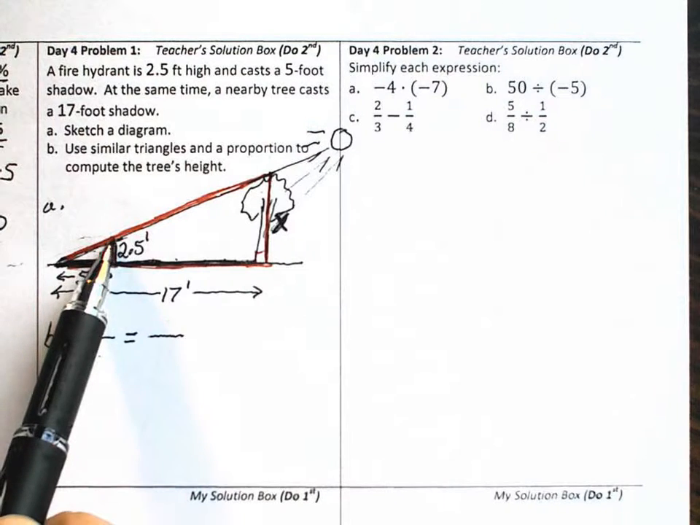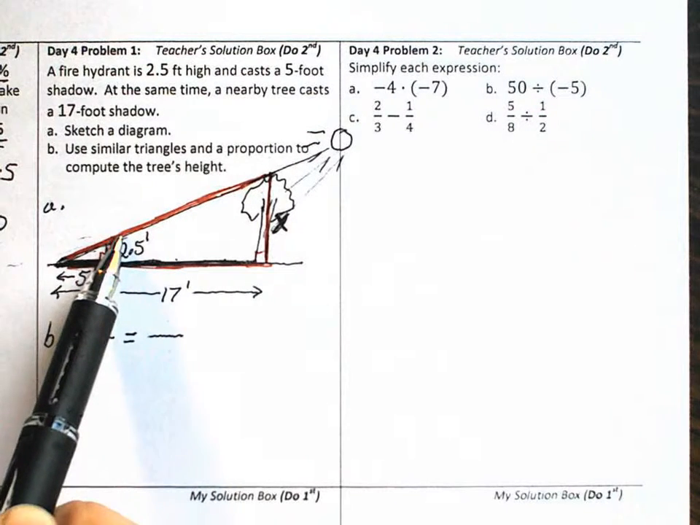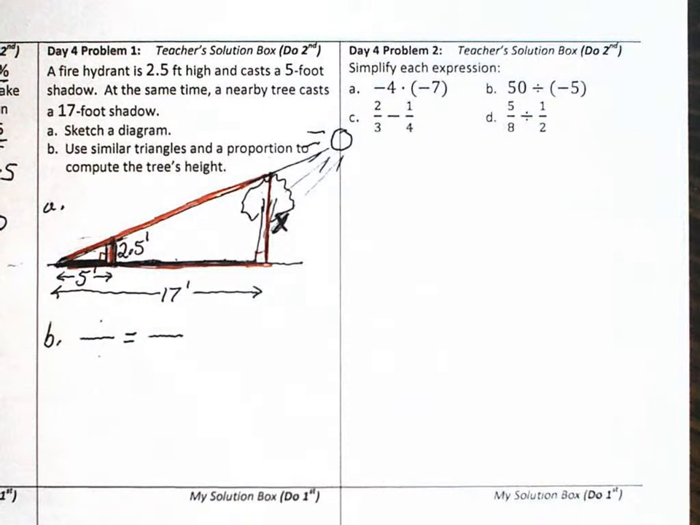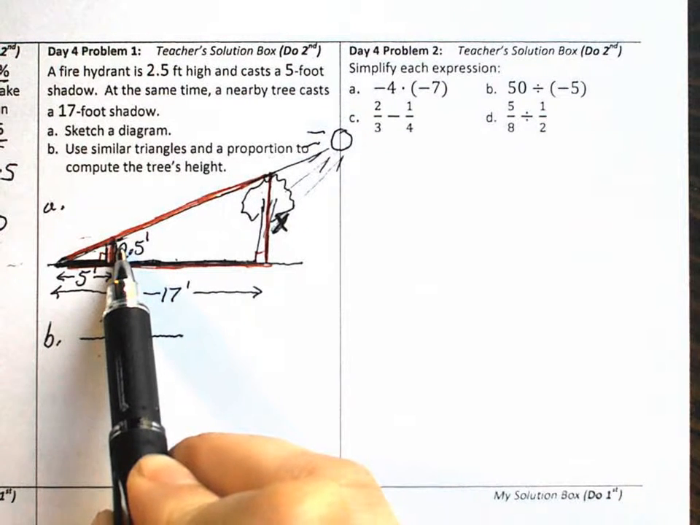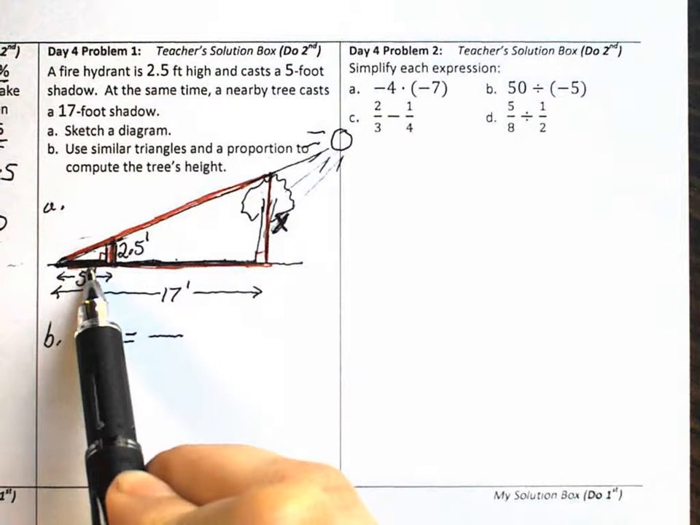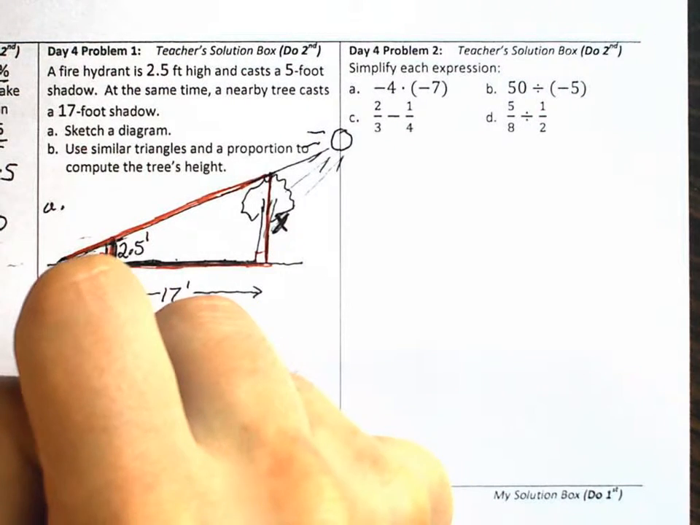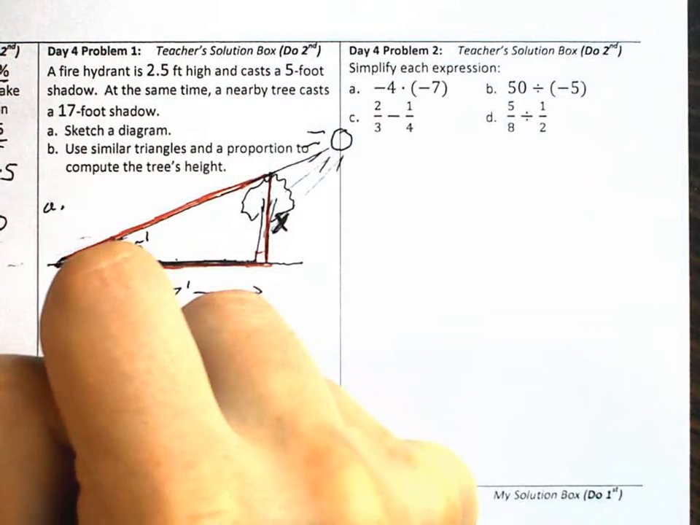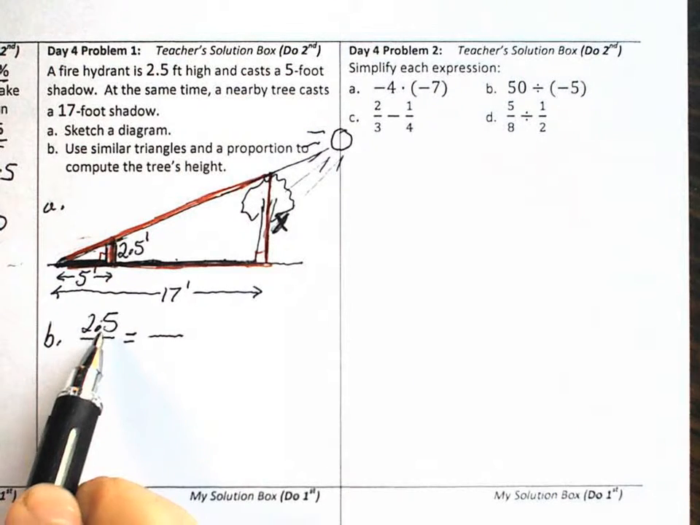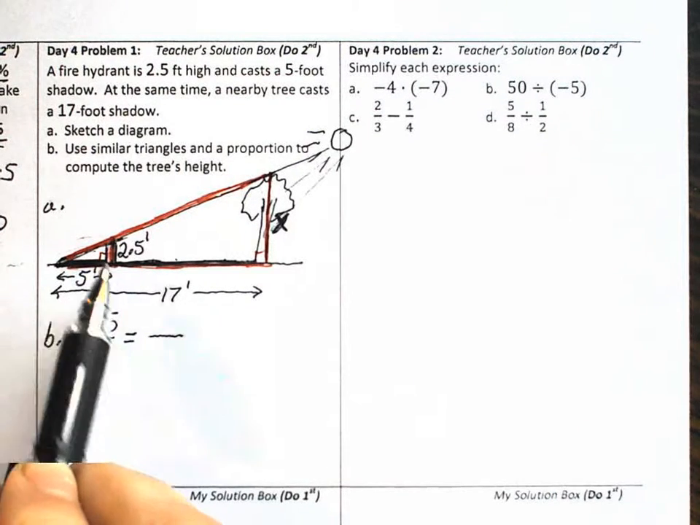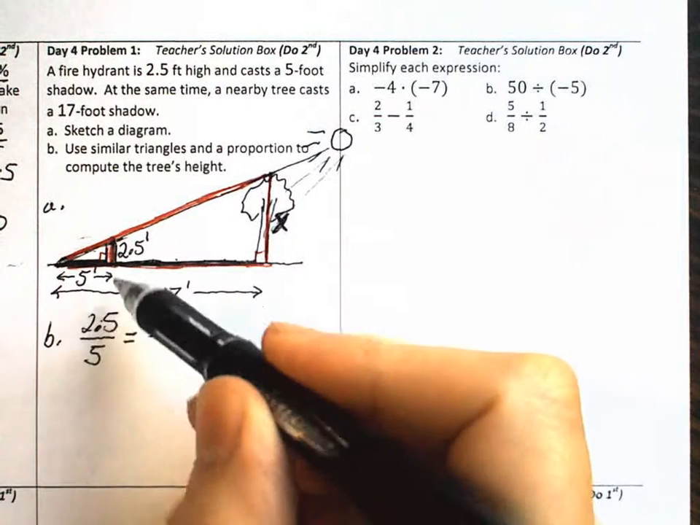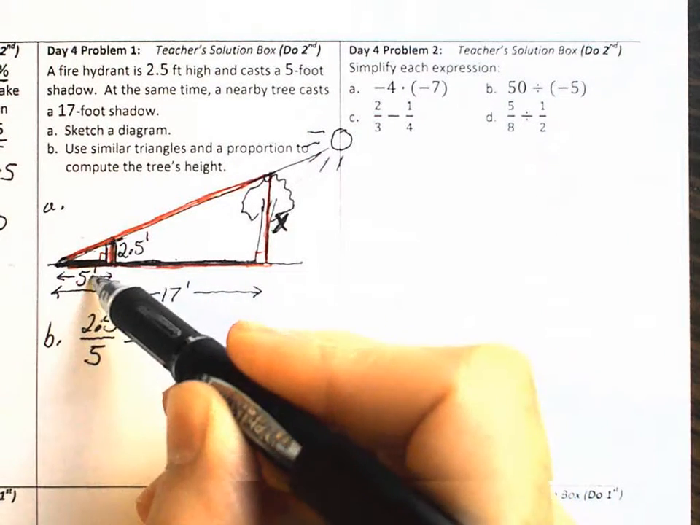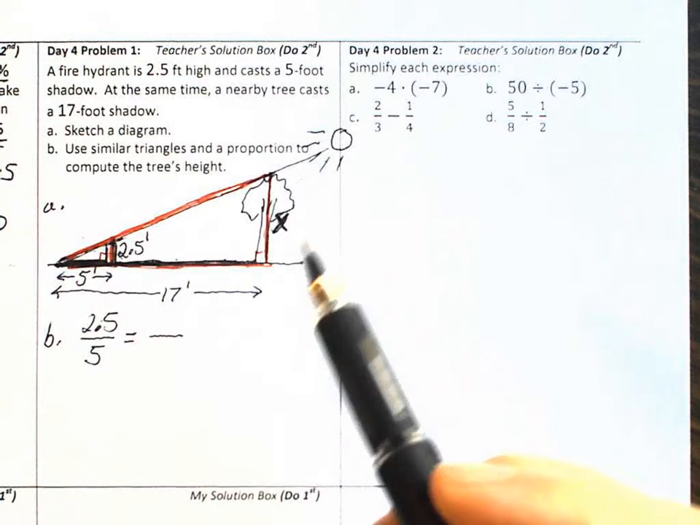Let's begin by focusing on the small triangle that has to do with the fire hydrant, and create a ratio between the height of the fire hydrant and the length of its shadow. The height of the fire hydrant is 2.5 feet. And let's compare that to its shadow, 5 feet. And so I'm making a ratio between these two measures that have something to do with the fire hydrant.